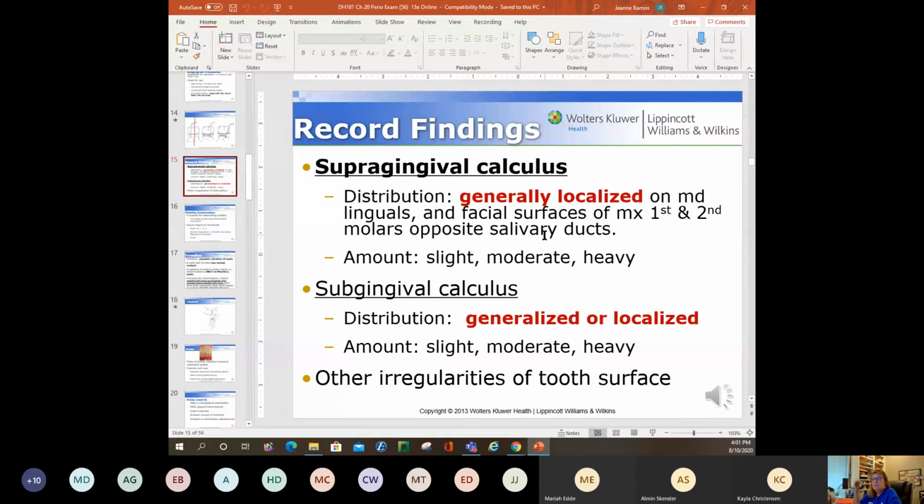And so it's found on the mandibular linguals and the facial surfaces of the maxillary first and second molars. So that's good to know for test questions and board questions alike. They'll phrase it like, where are you most apt to find calculus in any mouth? The worst area for that mouth will always be what two areas, usually first.